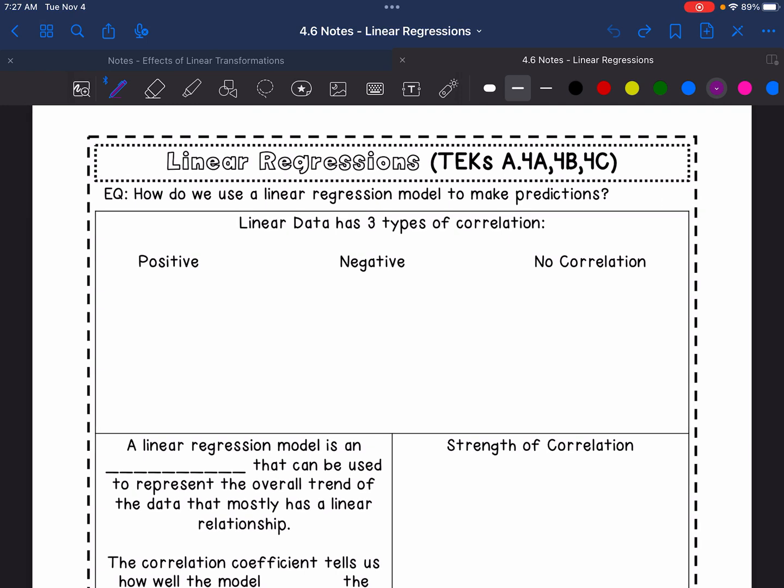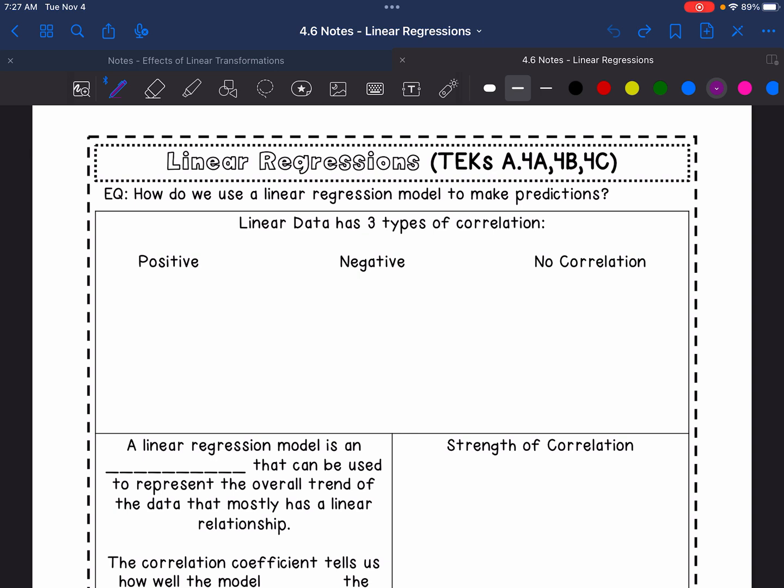All right, we're going to take a look at linear regressions, mainly how do we use a table of information to create a line of best fit, and then also how do we use that to make predictions, and we're also going to look a little at causation and association. So we need to first remember that linear data has three types of correlation.